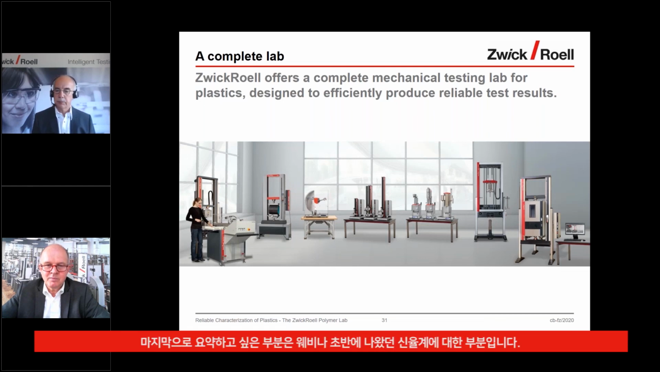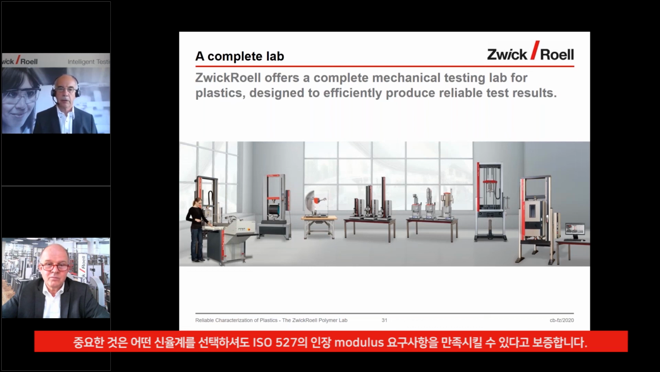I think the last point I want to mention is regarding the extensometer, as we talked about near the beginning of the webinar. It's interesting for customers that they now have a good choice of contact and non-contact extensometry, which means they can really ensure that they meet the tensile modulus requirements of ISO 527. So those are the points I took out of today.